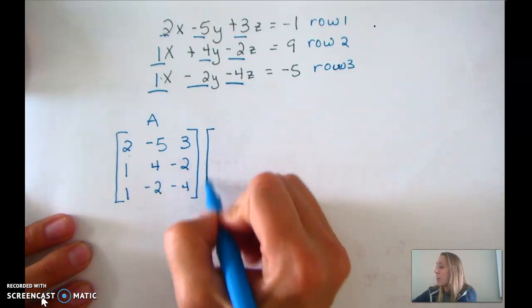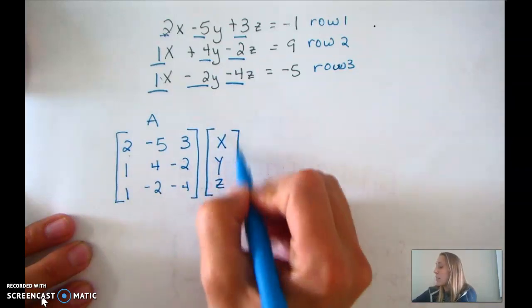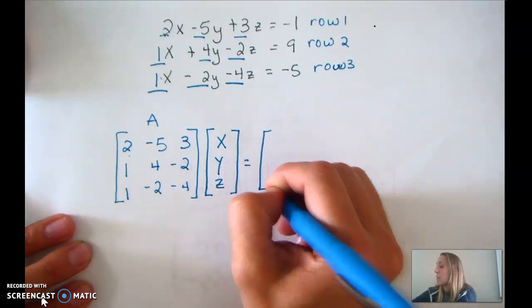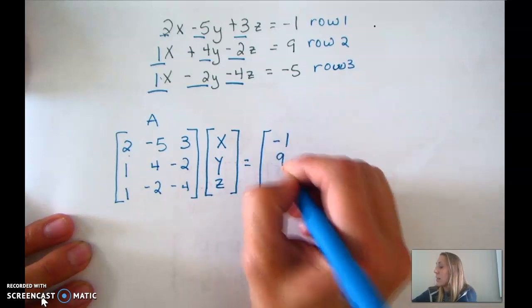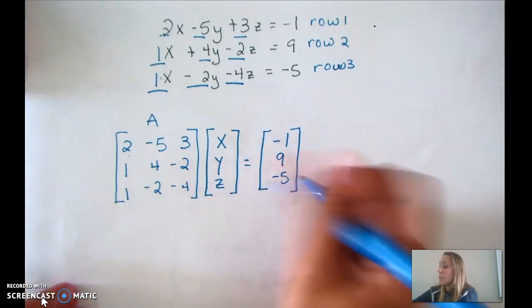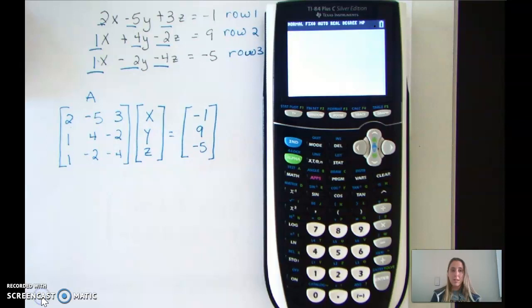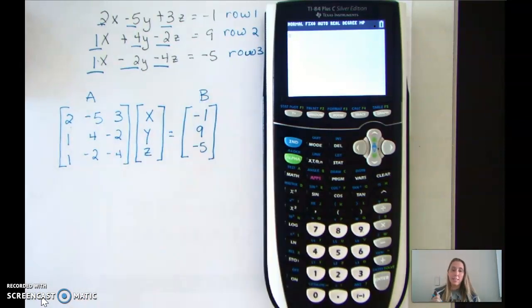Now I'm going to put my variable matrix right here, which is x, y, and z. And then I have my equal sign, and now we're going to do our answer matrix. So these are our constants. So -1, 9, -5. Okay, so now I have all of that. Now I can get my calculator. So go ahead and grab yours. Also, this is matrix B, and I forgot to mention that.